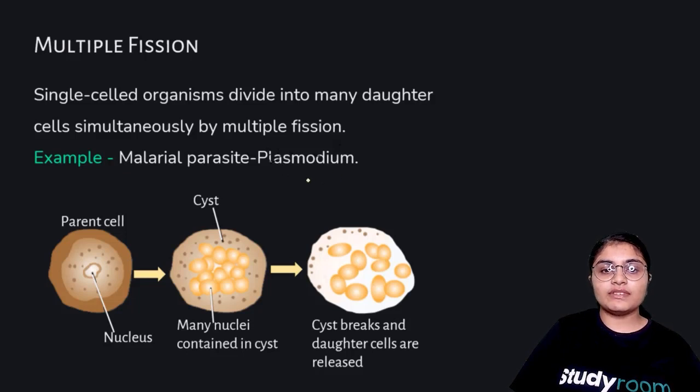So Plasmodium is the parasite that causes malaria, and the mode of reproduction in it is multiple fission. You can see here there is this parent cell and there is this nucleus, and there is a cyst formation where many nuclei are contained in the cyst, and this cyst breaks and daughter cells are released. So from one cell, many daughter cells are being reproduced, and hence this kind of fission is known as multiple fission.